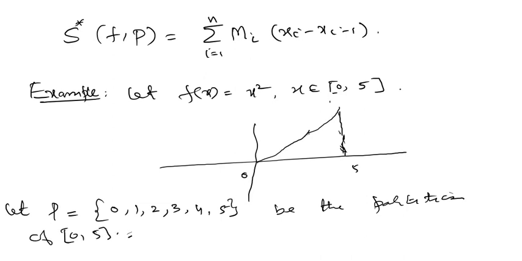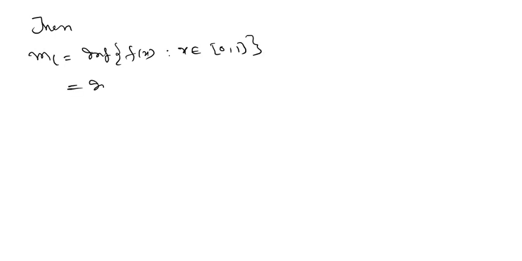Then what is small m1? It's the infimum of f(x), where x belongs to the first interval 0 to 1. Okay, so it's the infimum of what's f(x)? That's x squared, and x belongs to [0, 1]. So what's the minimum of this over this interval? That's equal to 0.